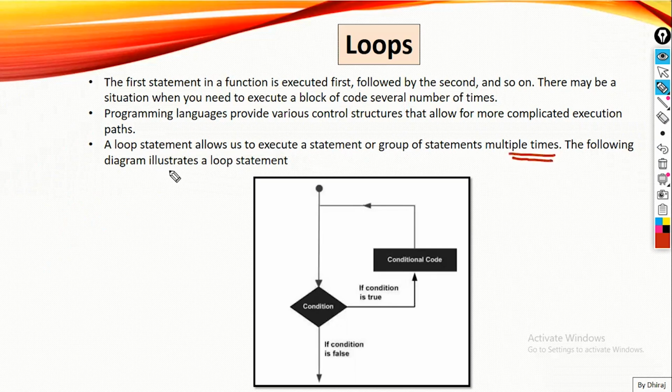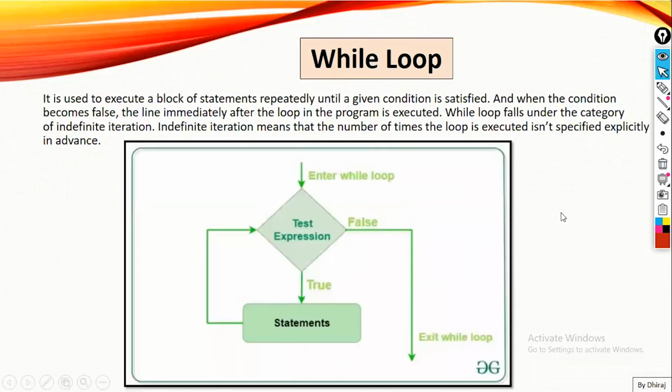The following diagram illustrates the loop statement. This is a flow chart. If the condition gets true, it will go inside this loop and come back to this condition. Again, it will go inside this loop and come back to this condition. Let's run it via a program so you'll get a better idea of what loops are.